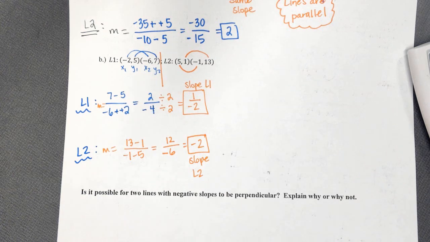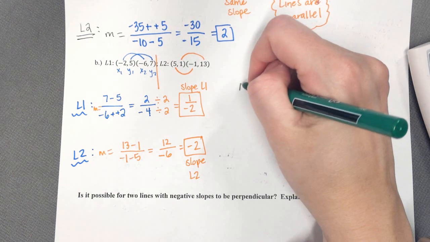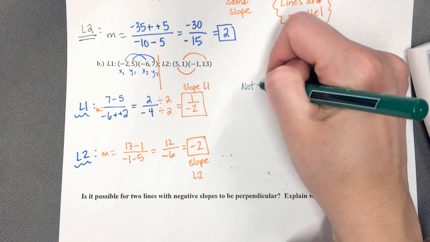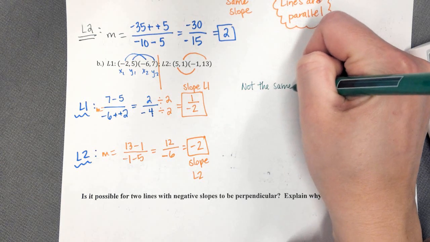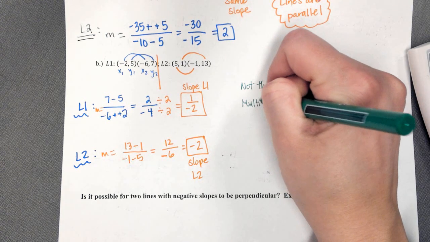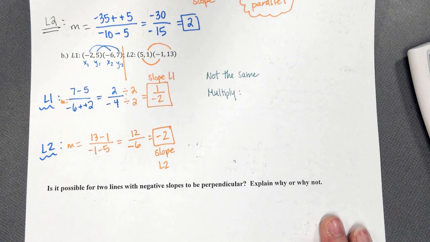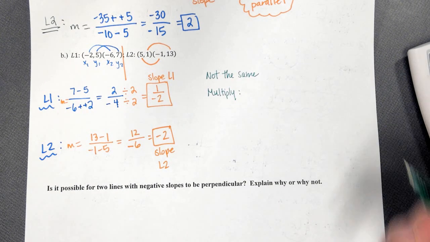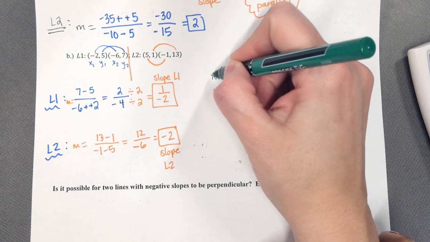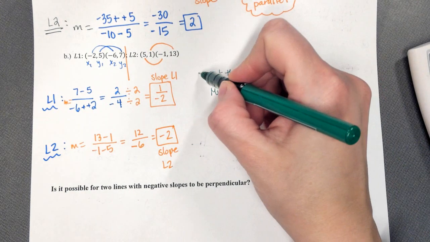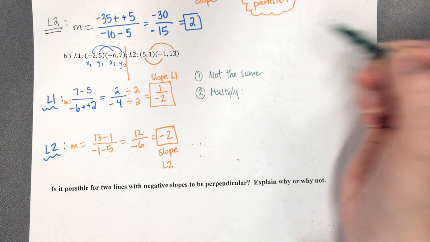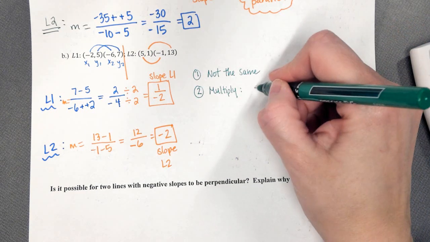So obviously they're not the same, right? We can see that right away. So they're not the same, so then you have to multiply. So if they're not the same, we know that they're not parallel. So this is always the first thing. See if they're the same. Okay, the second thing you do is multiply them together.